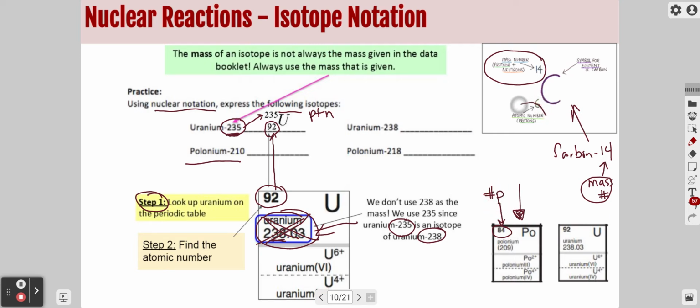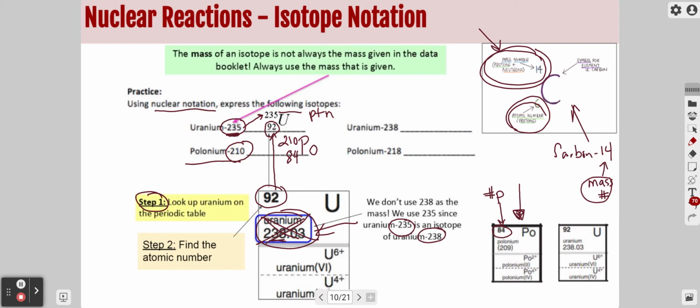Atomic number, where do we put atomic number? The bottom of our symbol. So polonium, it doesn't matter what isotope of polonium it is, it's always going to have 84 down below here. We know the mass number, 210. Our mass number is going at the top. So we put 210 at the top.